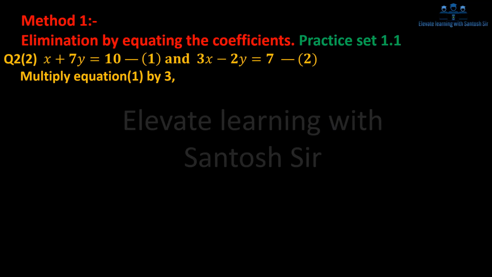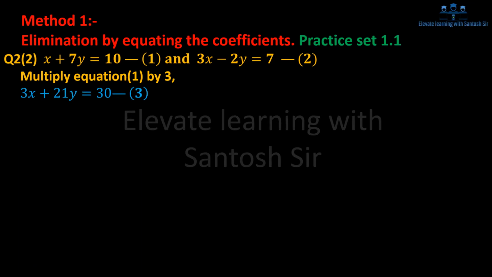So if I multiply equation 1 by 3, each term will be multiplied by 3. 3 into x will give me 3x. 3 into 7 will give me 21. And 3 into 10 will give me 30. With the help of this, I will get a new equation: 3x plus 21y is equal to 30. Let us mark this new equation as 3.